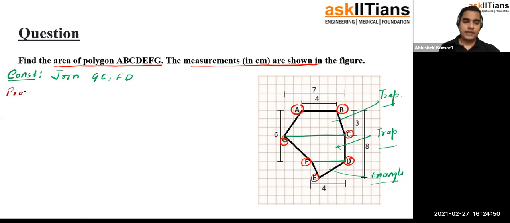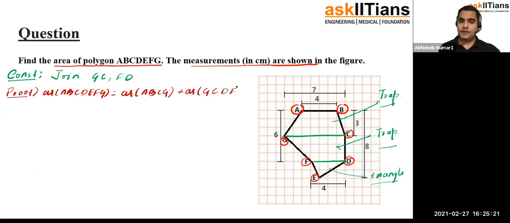So if you want to find out the area of this figure, which is A, B, C, D, E, F, G, what do you have to do? You can calculate the area of this trapezium A, B, C, G. You can calculate the area of this trapezium, which is G, C, D, F. You can calculate the area of the triangle that you have, that is triangle FDE. You can add all the three areas.